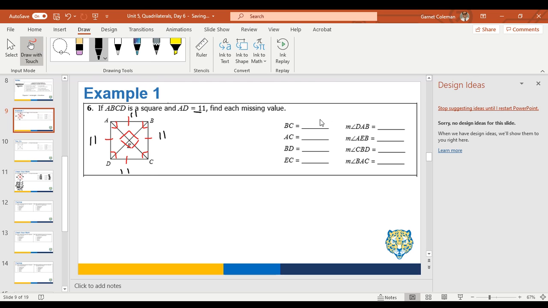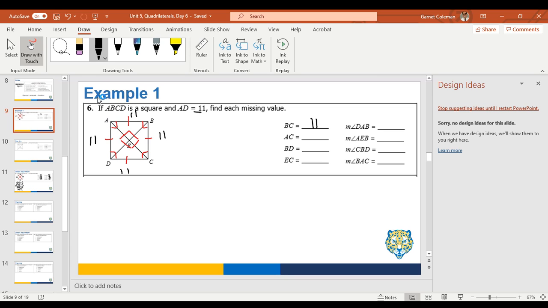It's asking for BC. I already have BC filled in. That's 11. It's asking for AD. I don't have that. It's asking for BD. I don't have that yet, but I do know that AC and BD are equal, since diagonals are equal in a square, and then EC is going to be half of whatever that is. So here's how I'm going to figure it out.